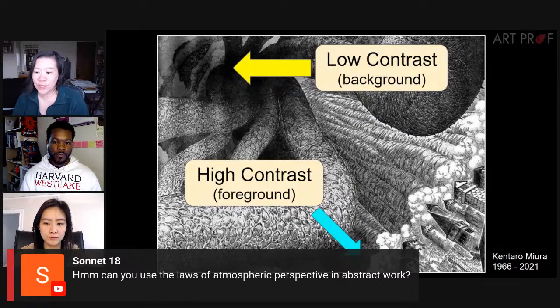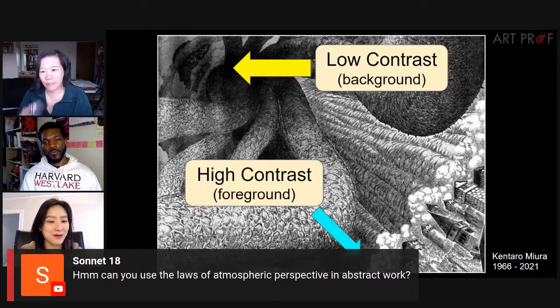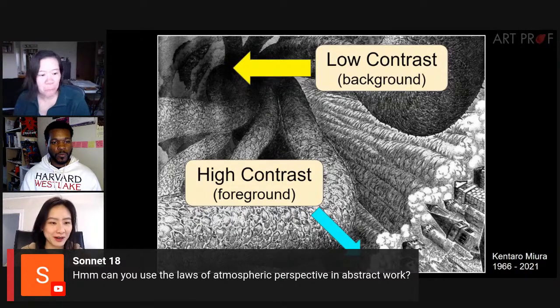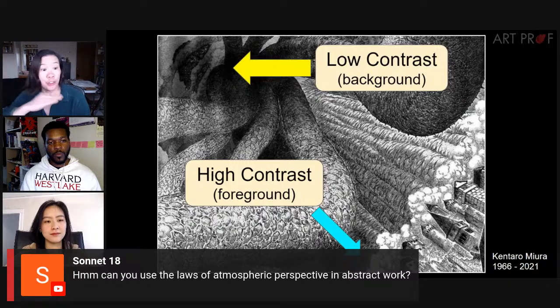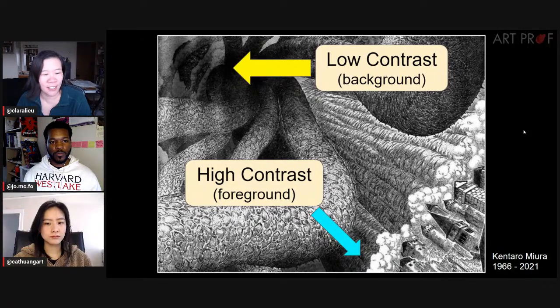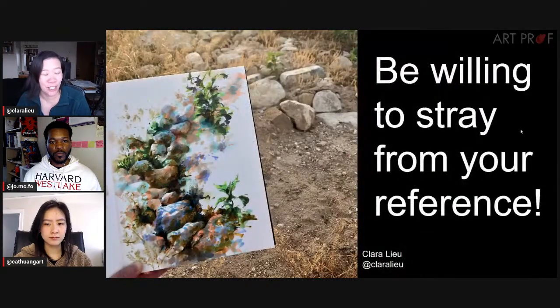Sonnet's asking, can you use the laws of atmospheric perspective in abstract work? Kat, do you think that's possible? Absolutely possible. Otherwise, how are you going to denote space in that abstract work? Atmospheric perspective is versatile in all situations. You could have a brushstroke in an abstract painting that maybe is very blunt, that is crisp in the edges and is really bright and saturated. And then maybe in the background, you have soft, muted colors. So it really is a little confusing sometimes because you really can apply it to almost anything.